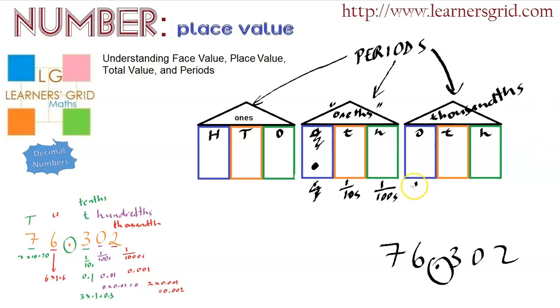And so this becomes the 1 of thousandths. This becomes here the 1 of 10 thousandths. And this here becomes the 1 of 100 thousandths. Okay, so that's how these work.